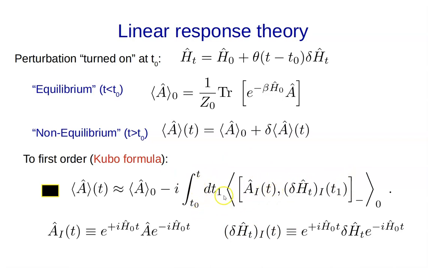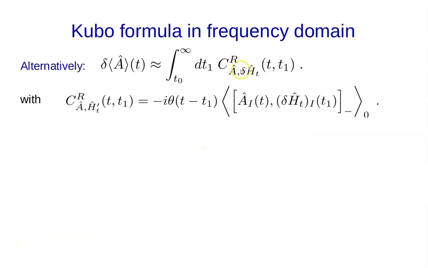So that's how we're going to define, and we're going to define actually the difference between the expected value at t and expected value at 0 as precisely this integral of a retarded correlation function here with a theta of t minus t1. So let's see how does that work. Okay, so this is precisely it.